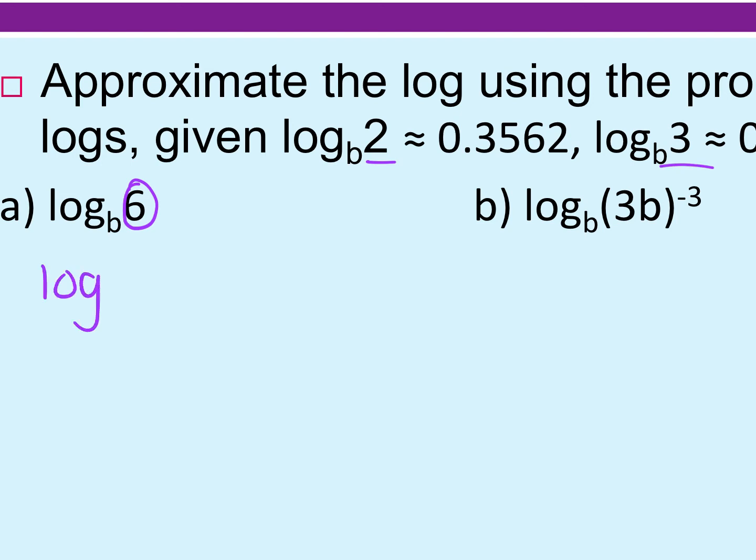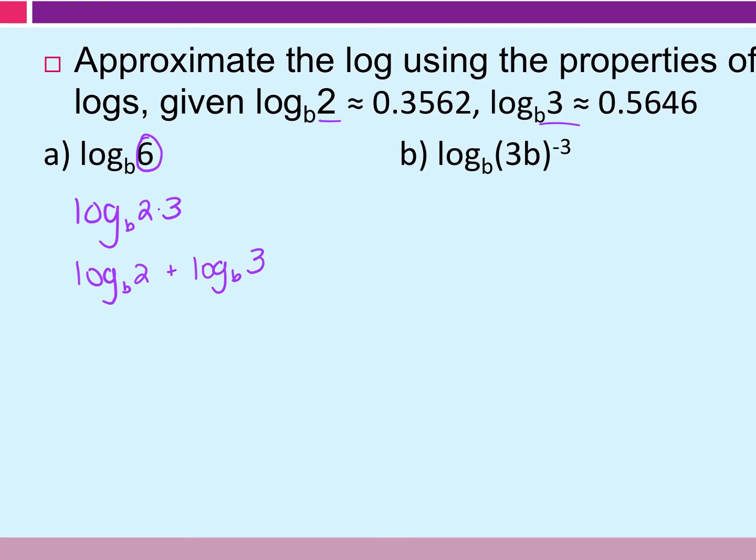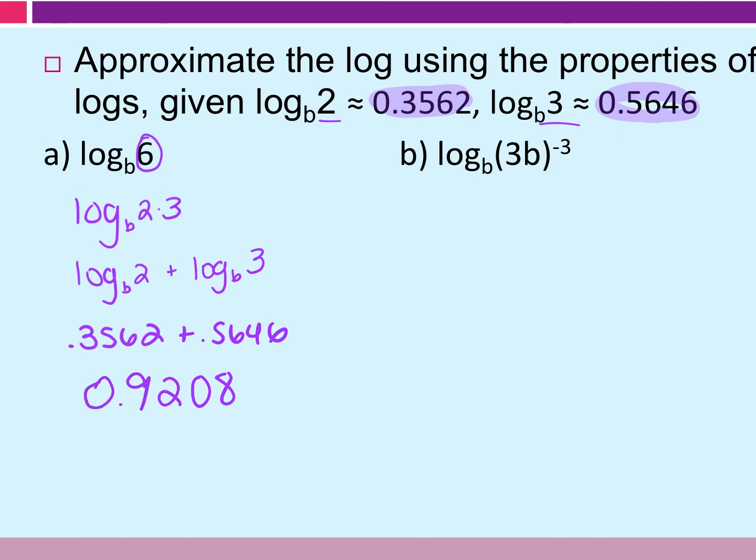That's okay. So log base b of 2 times 3 or 3 times 2, order there doesn't matter, right? That's the same thing. I just rewrote what was there. Now it was a product, which means how do I split it up? Good. This would be log base b of 2 plus log base b of 3. And then in my instructions, I gave you what log base b of 2 is. So I substitute that in. And I gave you what log base b of 3 is. So I substitute that in. Add them together and you get 0.9208.